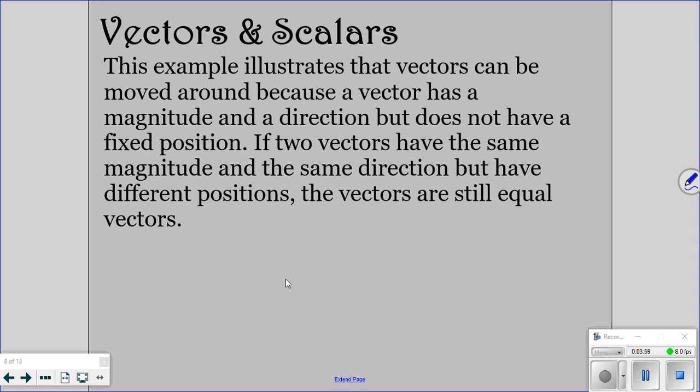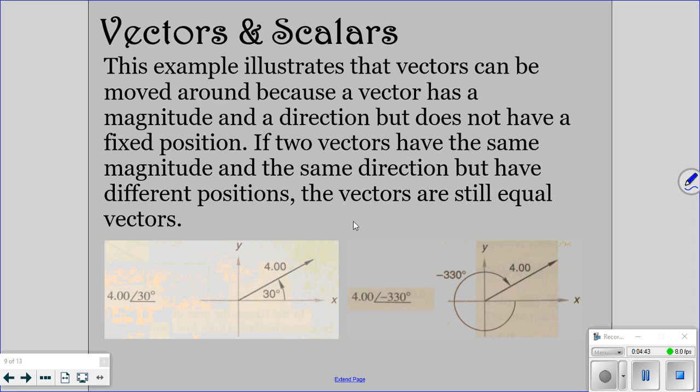So you can move vectors around because they both have a magnitude and a direction, but they don't have to have a fixed position. If you have two vectors that have the same magnitude and same direction, but they have different positions, they're still the same, they're still equal vectors. It's just like in geometry, if you had a square and moved it over here, it was still congruent to the original square. So those squares are still the same. Or if I flip this one, it's still congruent. Same thing with vectors. You can move them around and they'll still be the same vector.